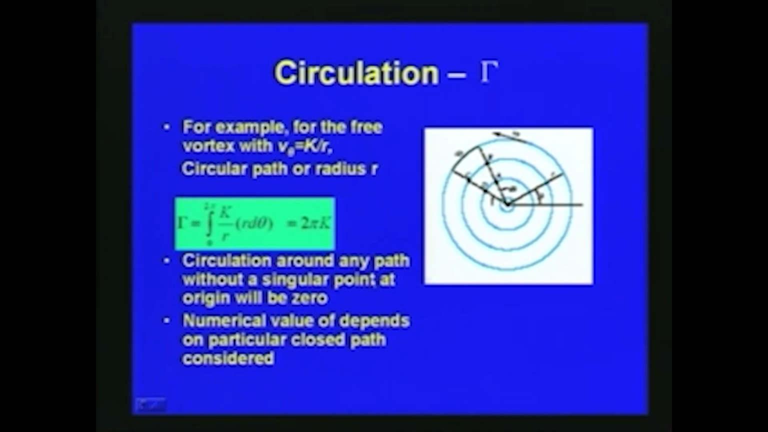Circulation around any path without a singular point at the origin will be 0, and if there is a singular point at the origin, the circulation is equal to 2 pi k. So the numerical value of the circulation depends upon the particular closed path considered. As you can see here, whether the circulation has a value or is 0 depends upon whether there is a singularity within the closed curve or not. If there is, as shown in this figure, gamma is equal to 2 pi k; otherwise the circulation around any path without a singular point at the origin will be 0.